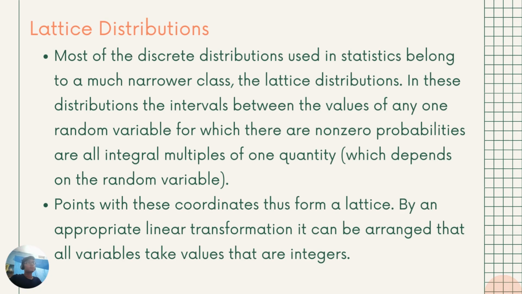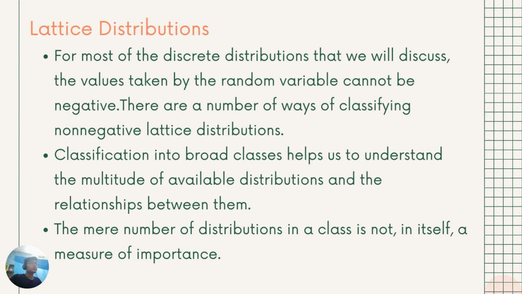Lattice distributions. Most of the discrete distributions used in statistics belong to a much narrower class, the lattice distributions. In these distributions, the intervals between the values of any one random variable for which there are non-zero probabilities are all integral multiples of one quantity. Points with these coordinates thus form a lattice. By an appropriate linear transformation, it can be arranged that all variables take values that are integers.